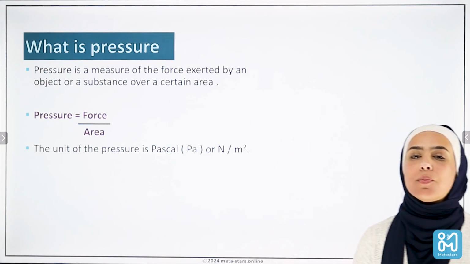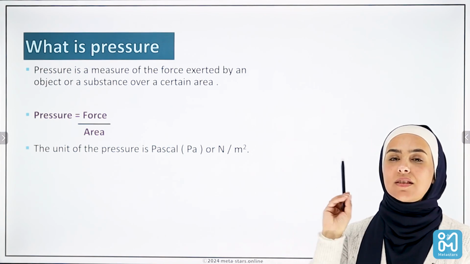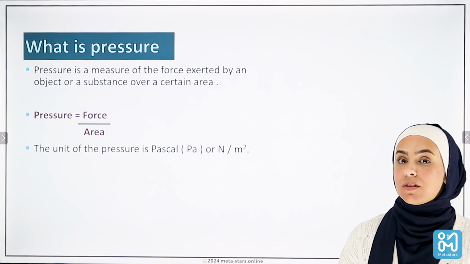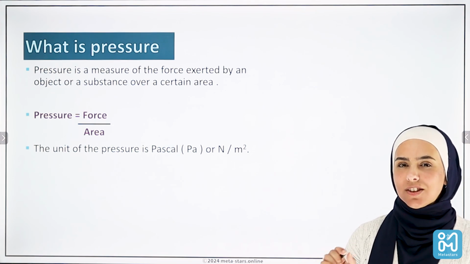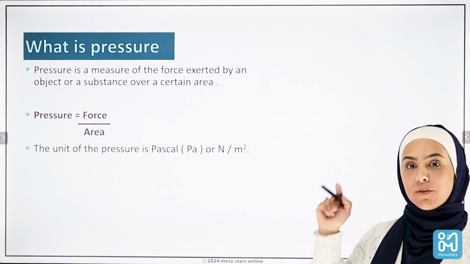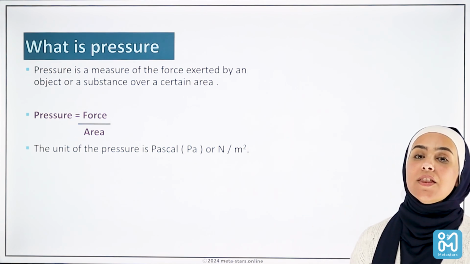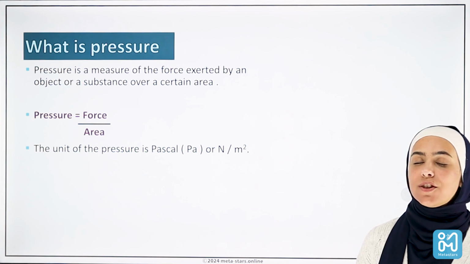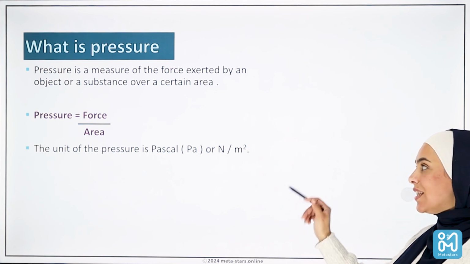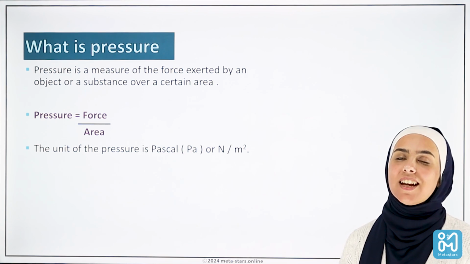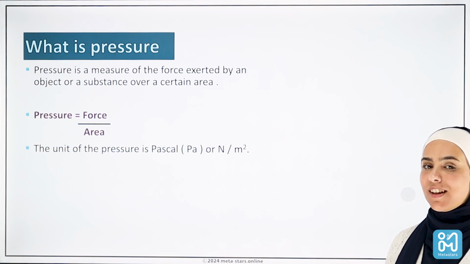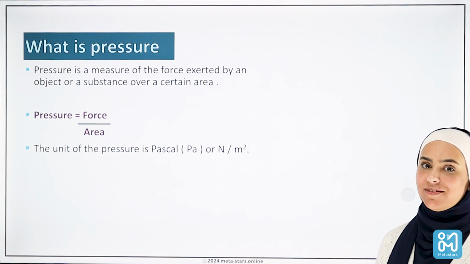When we are talking about pressure, we are talking about a certain force that is exerted by an object on a surface or on a certain area. And this is what pressure is in physics. It's the force divided by area. The unit of the force is the newton, and the unit of the area is the squared meter. Newton per squared meter is the pascal. That is the unit of the pressure. As simple as this. The pressure is the force divided by the area.